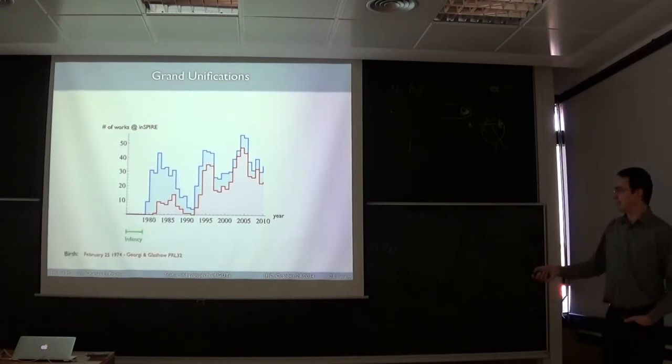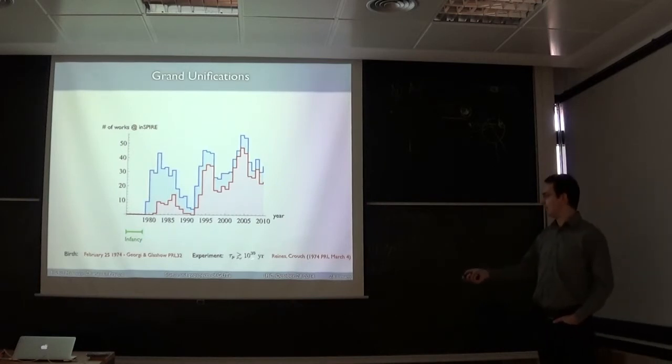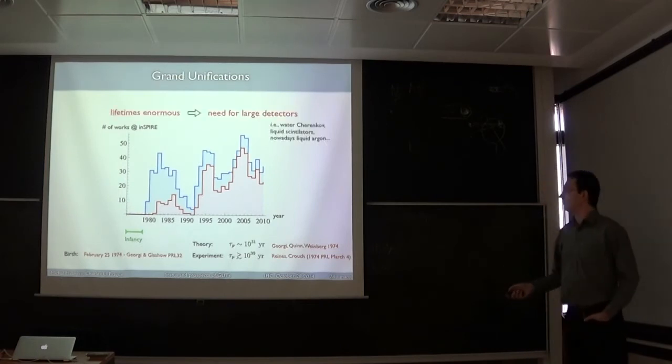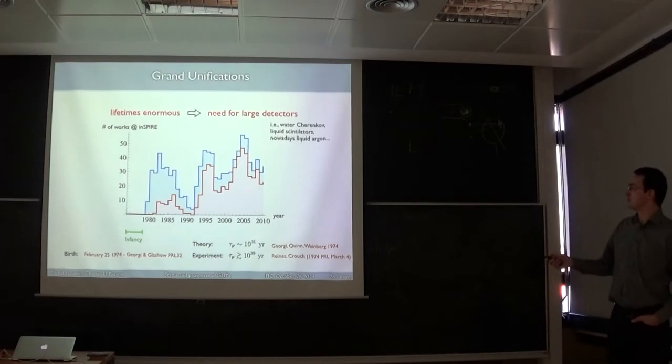So after this infancy period, which was mainly driven by the fact that already in those days the proton lifetime was assumed to be bigger than 10^30 years, which was remarkably close to the theory calculation by Quinn, Weinberg, and George back in 1974. But this is of course just a very rough estimate. And of course these numbers are enormous, so people needed large detectors. So this is actually when the interest in these theories really grew exponentially, at least initially.